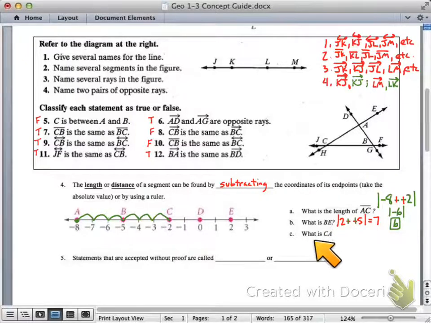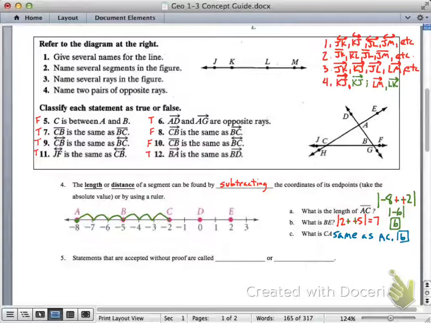Question C here, what is the length of CA? This question A and this question C are exactly the same because segment AC and segment CA are the same. So their lengths are going to be the same.